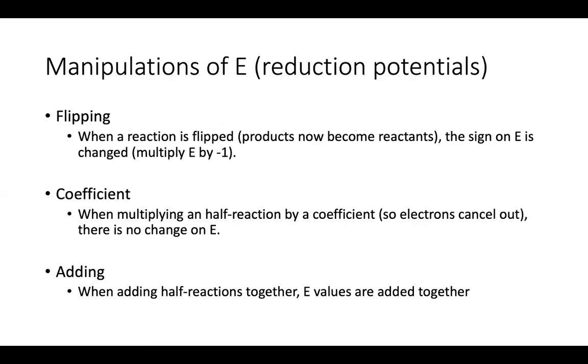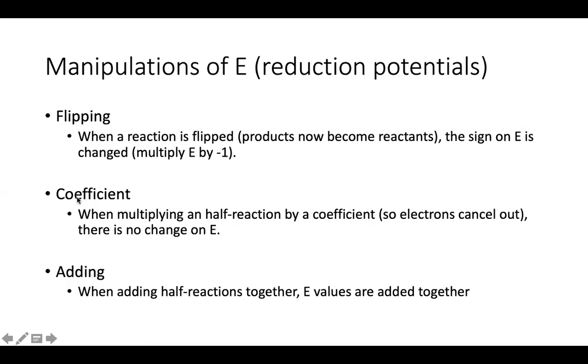In order to solve these problems for the cell potential, we need to know how to manipulate our reduction potential equations. This will make better sense on the next couple slides when we do some examples, but if you ever need to flip an equation in this chapter in electrochemistry, all you do to E, your reduction potential, is change its sign. You multiply it by -1. If it was a positive value, it's now going to be a negative value. If it was a negative value, it's now going to be positive. All you do whenever you flip an equation in electrochemistry is change the sign on E.